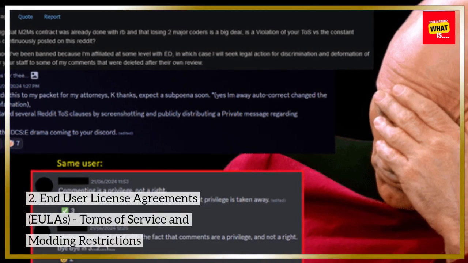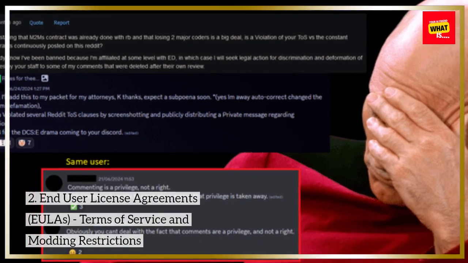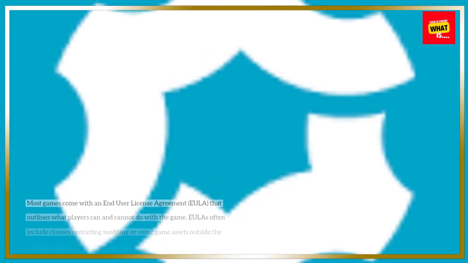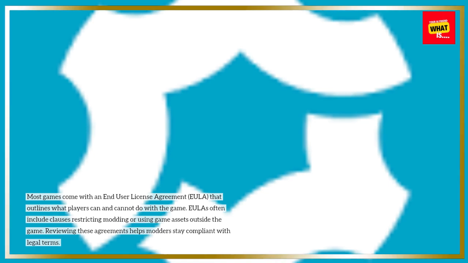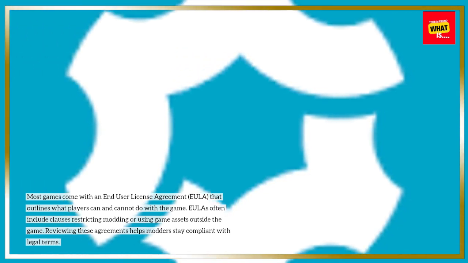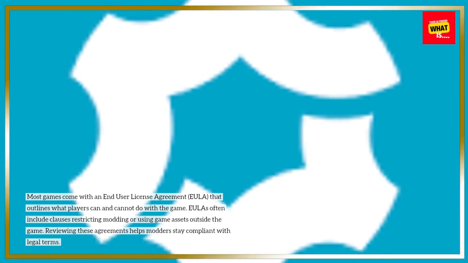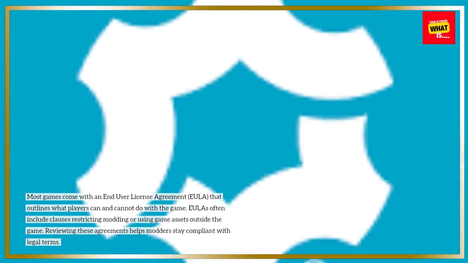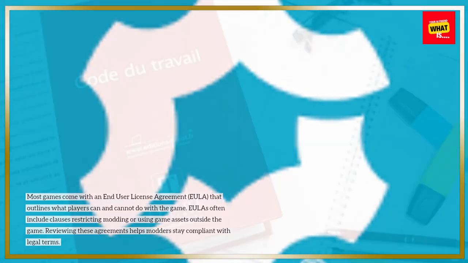2. End-user license agreements, EULAs, terms of service and modding restrictions. Most games come with an end-user license agreement, EULA, that outlines what players can and cannot do with the game. EULAs often include clauses restricting modding or using game assets outside the game. Reviewing these agreements helps modders stay compliant with legal terms.